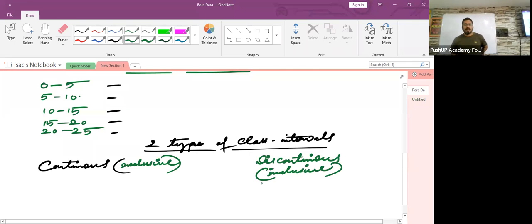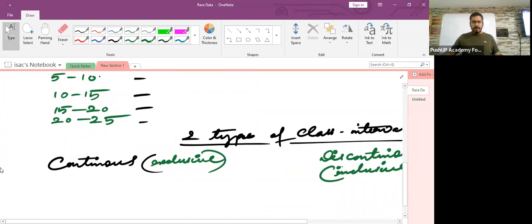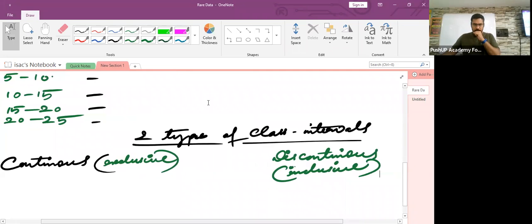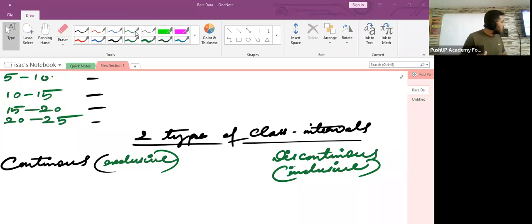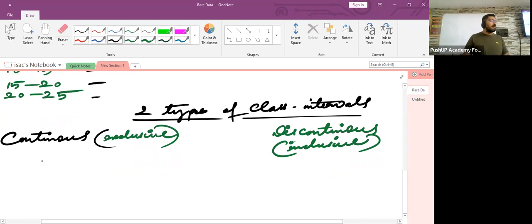All right. There are 2 types of class intervals. One is continuous, which is also named exclusive. And the second one is discontinuous class interval, which is also known as inclusive. Children, just a minute. The first one, continuous class interval. For that, I will write a few class intervals over here.